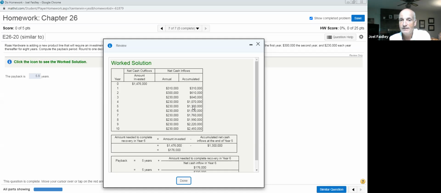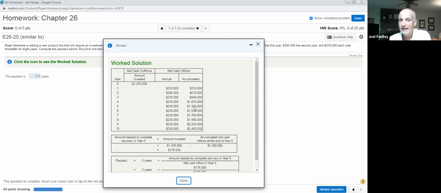So what does that tell you? There's 1.3 million in 5 years. And then you got to go somewhere into the 6th year, don't you? to get to the 1476. All right, so the return is not 6 and it's not 5, it's somewhere in between. So how do you calculate that? Well, what you do, you know, you got 230,000 that you're earning in year 6, so it's going to be 5 point something.